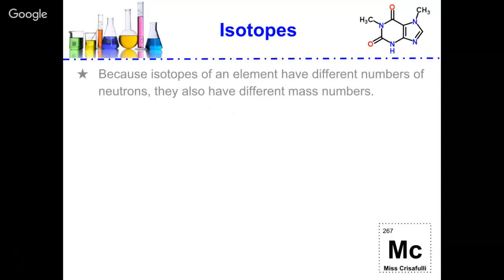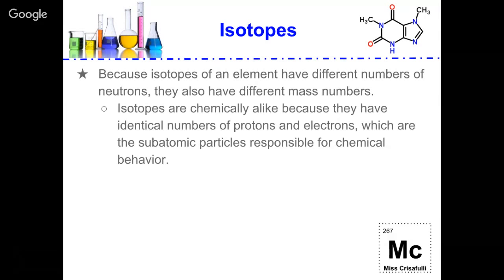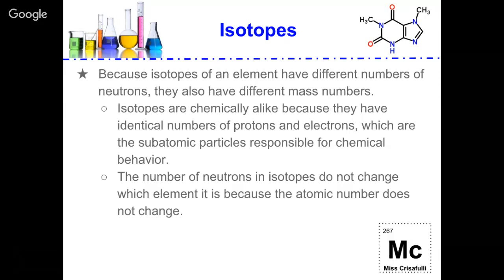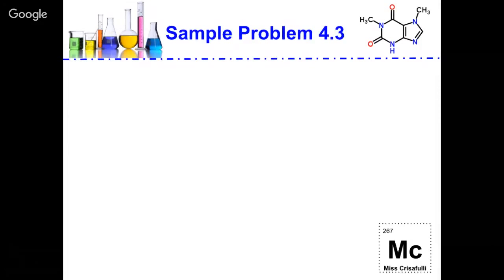So when we're talking about isotopes, the isotopes of an element have different numbers of neutrons, so they have different mass numbers. They're chemically alike because they have the same number of protons and electrons. And the number of neutrons in an isotope does not change which element it is because the atomic number does not change. The atomic number stays the same when it's an isotope.